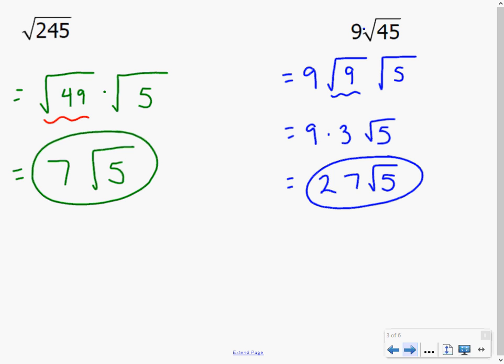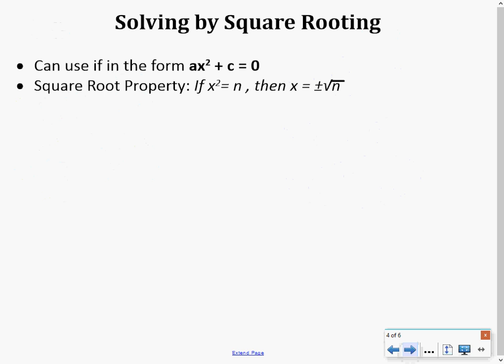Now, the reason we're doing this is because the square rooting method is going to, a lot of times, require you to break down square roots. Here's the catch, though. Square rooting method's super easy, but it only works if you have a quadratic equation in this format. You have to be missing the bx part of the standard form for a quadratic equation. If we have something in this form, all we're going to try to do is get the x squared by itself and then square root it. Square root both sides.